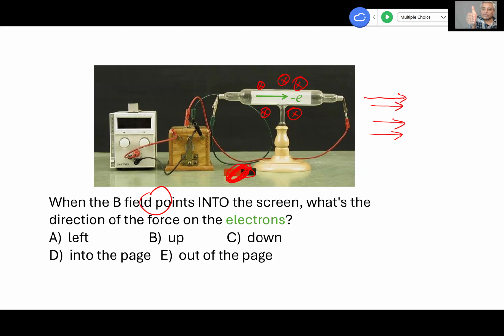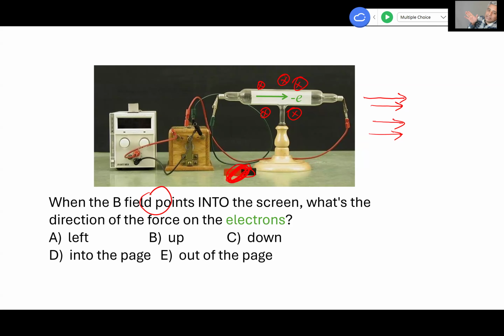So my thumb is pointing up. That would be for a positive charge. Now for a negative charge, I need to flip, so it's going to be down. So this is the negative charge. It looks like C is the correct answer in this case. So did I do that right? Let's check one more time.